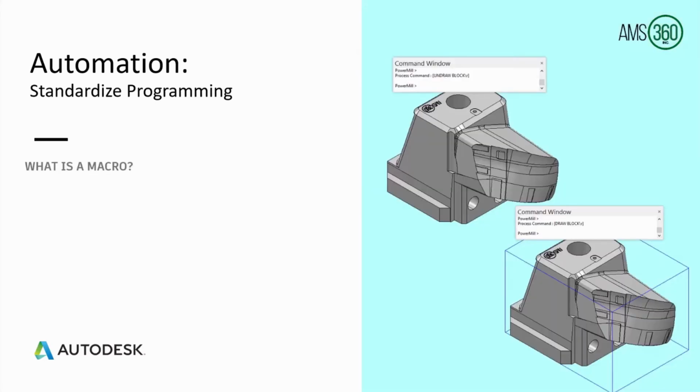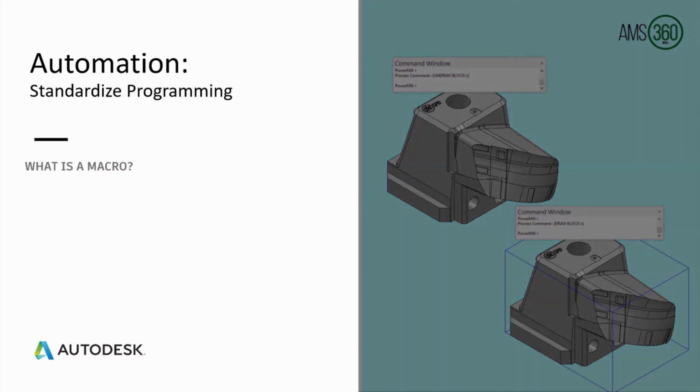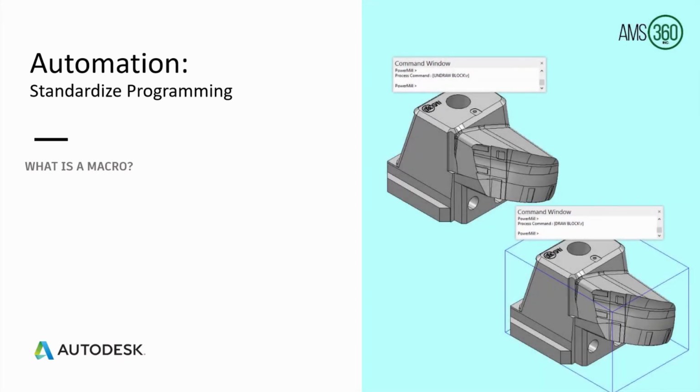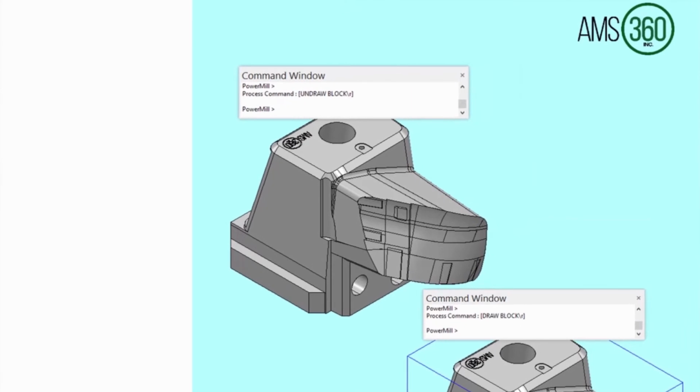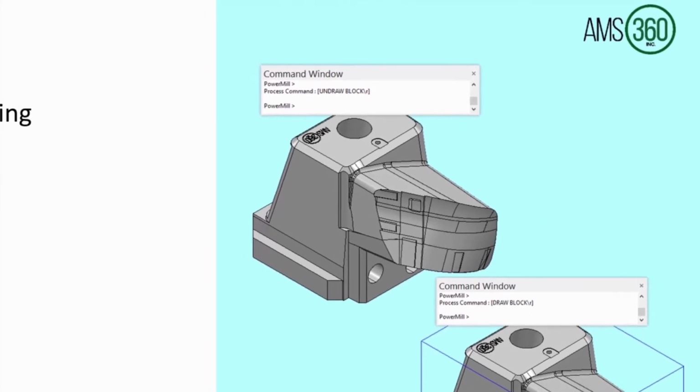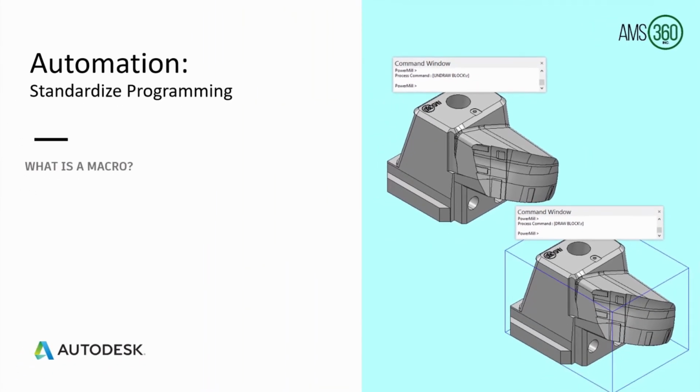But before I hand it off to Jeff and Mike, I'd first like to answer the question, what is a macro? A macro is simply a file that contains a sequence of commands that we can use to automate a series of operations. The graphic here is depicting use of the type command drawBlock and undrawBlock. And if these lines of text were saved as a macro, PowerMill would execute them sequentially.